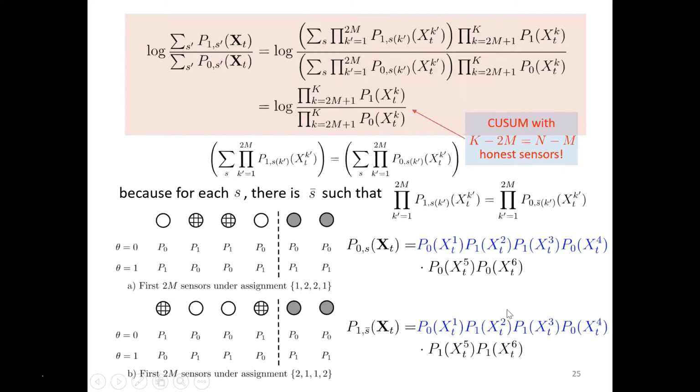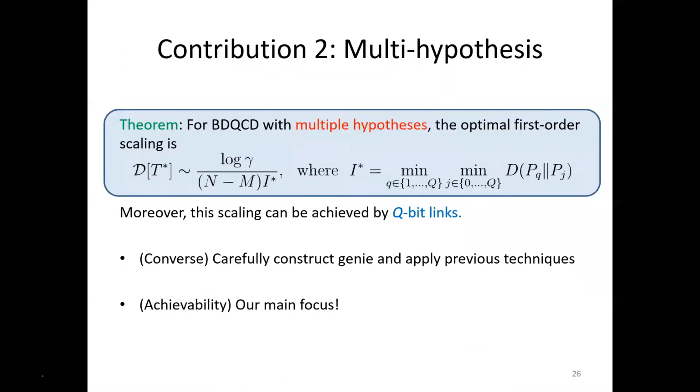So that means for each term that appears here, there is another S that has the same term here. Since we are summing over all the assignments and their duals, these two terms are the same and they can be cancelled out. Okay, all right, and I don't have time for the second and third contribution, but we also extend this framework to the multi-hypothesis case.